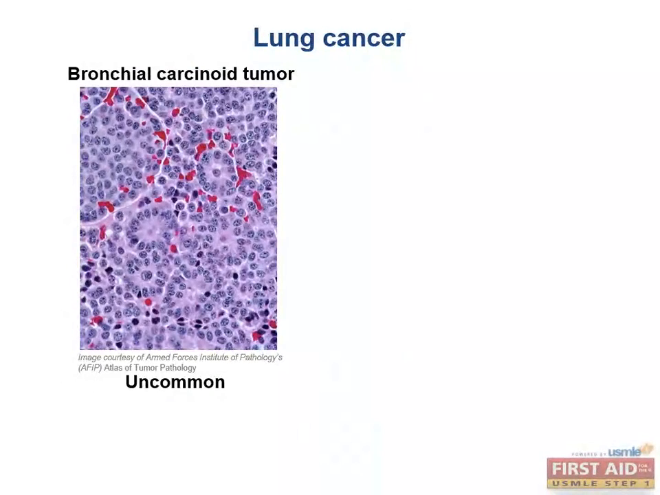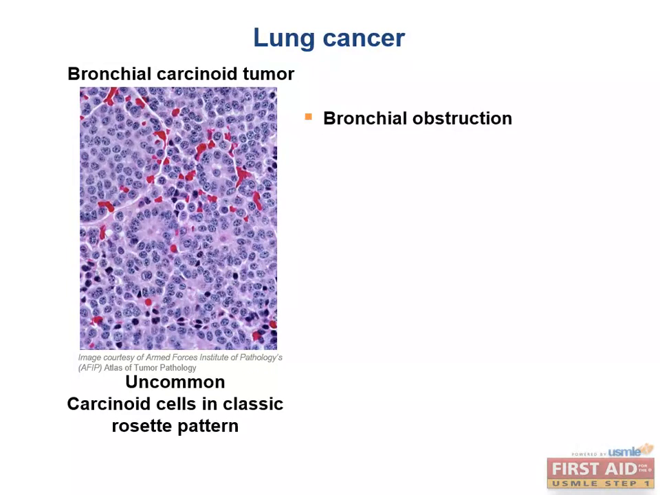Carcinoid tumor is an interesting but uncommon lung cancer that carries a fairly good prognosis, which makes it perfect for Step 1. This typically presents as a bronchial obstruction with coughing or hemoptysis. If you were to biopsy the mass, histologically you might see carcinoid cells in these classic rosette patterns, here and here.